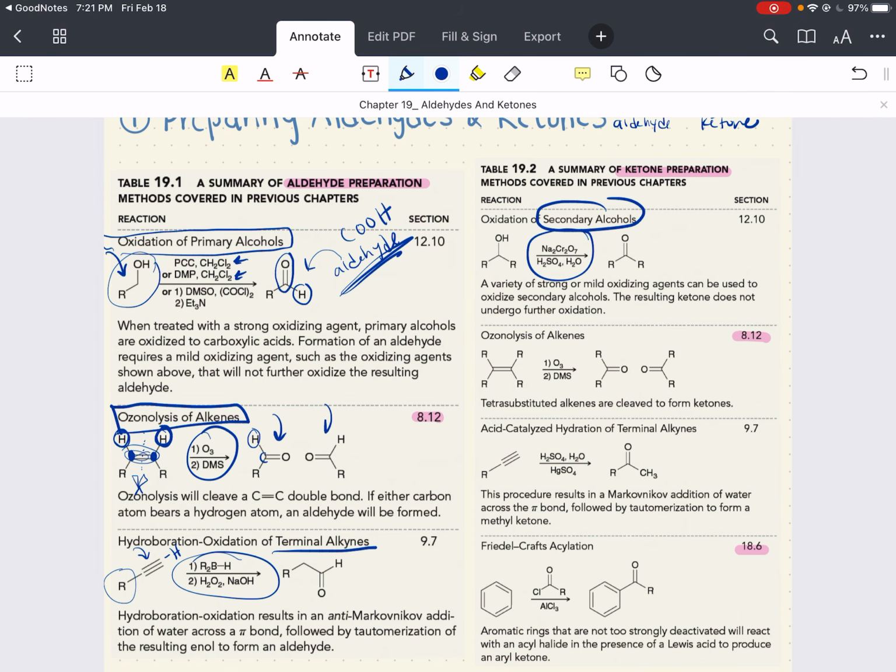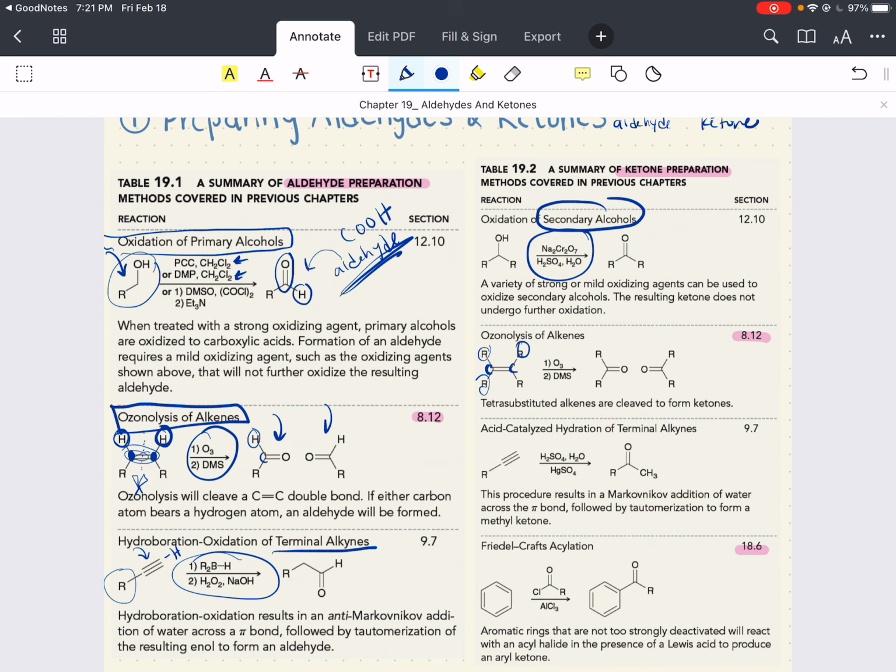We can also prepare ketones through ozonolysis of alkenes that do not have any hydrogens at the carbon sites here. As you see, the carbon on one side of the double bond only has R, or variable groups, if you will.